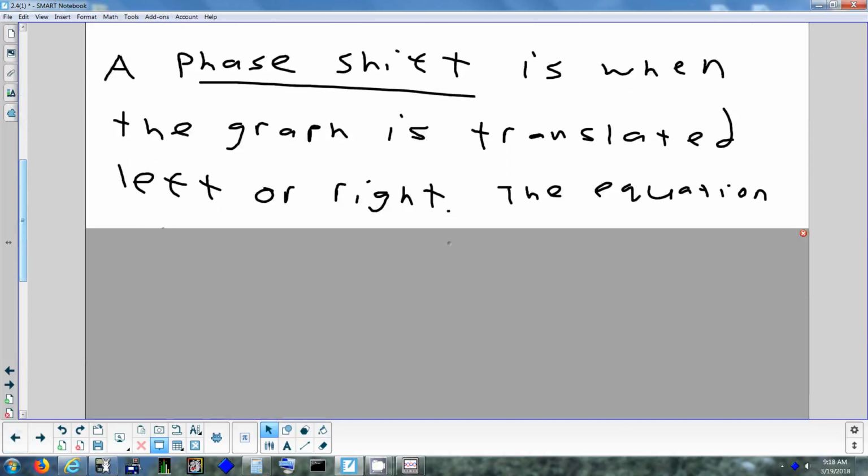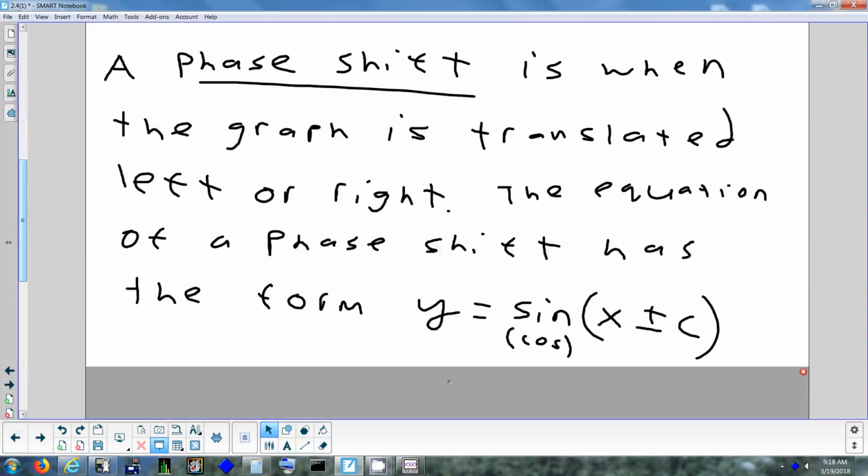And how do you know looking at an equation? A phase shift is when you add or subtract. Adding is going to control moving one way, subtracting is the other, inside the parentheses. So you've got your trig function, sine or cosine, and then inside the parentheses, or inside, we call that the argument, you add or subtract a number. Whatever you add or subtract, that's going to control how much it shifts.